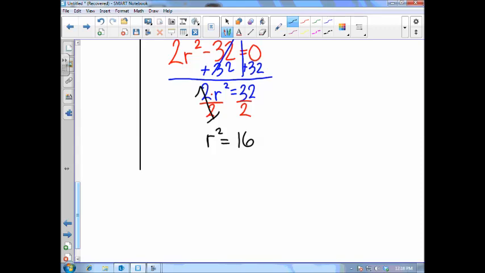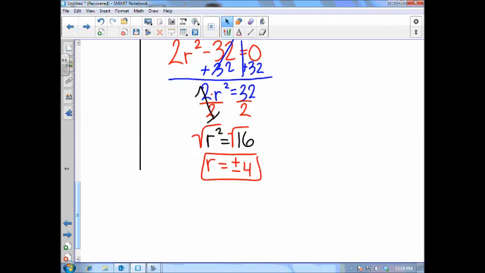Can you do it more? We're not done, right? What do we do now? Square root? Now we have to get rid of the squared, which is taking the square root. So r equals 4. Negative 4. And that's called plus and minus 4. That's using the square root. Solving by taking the square root.